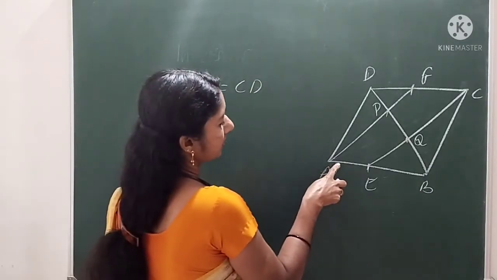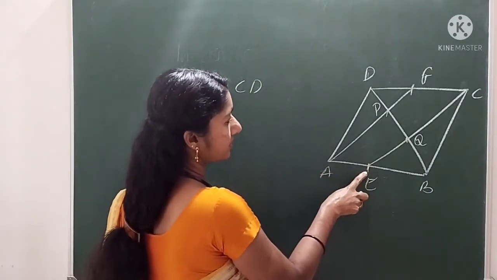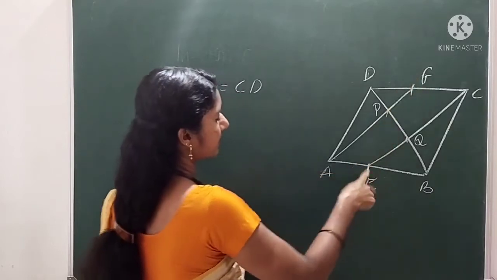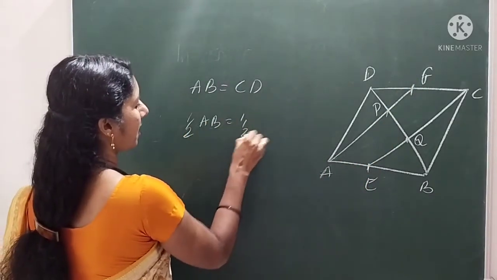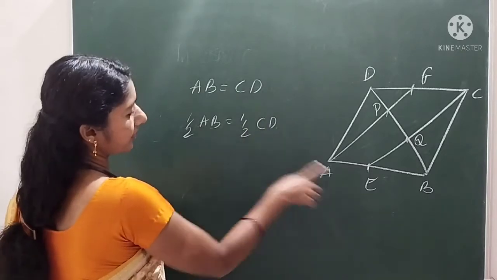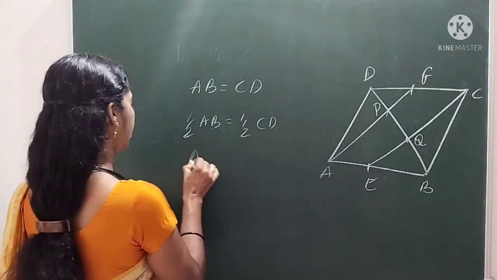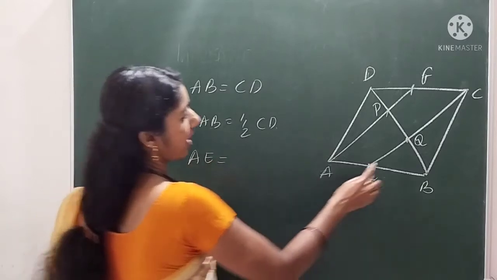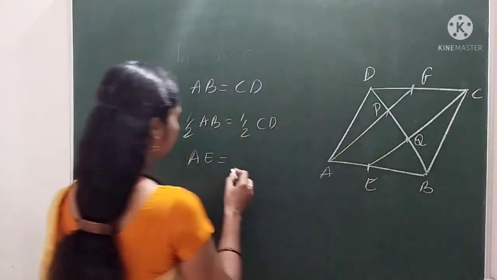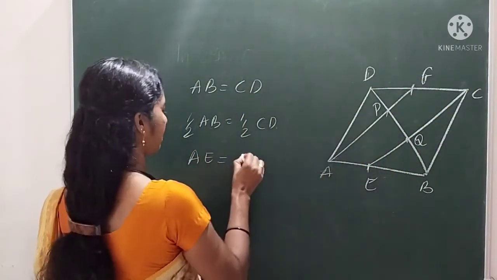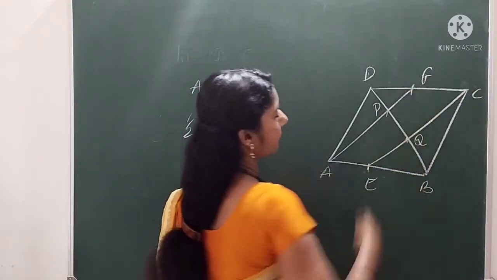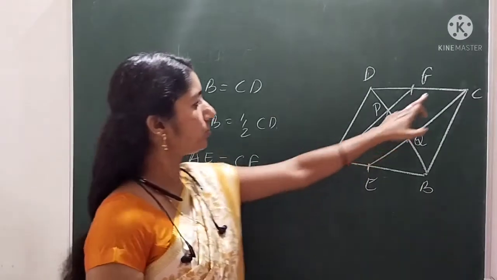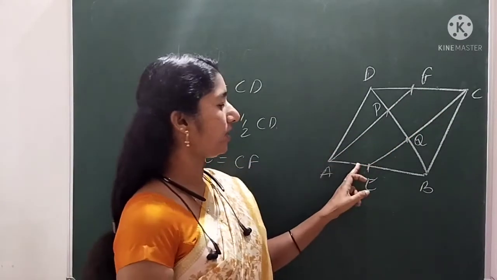E is given the midpoint, F is given the midpoint of CD. So we can write half of AB is equal to half of CD. Half of AB is AE. AE is equal to half of CD, that is CF. So we got AE and CF are equal.